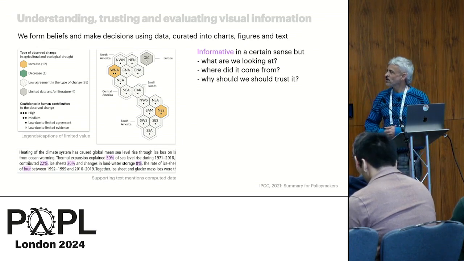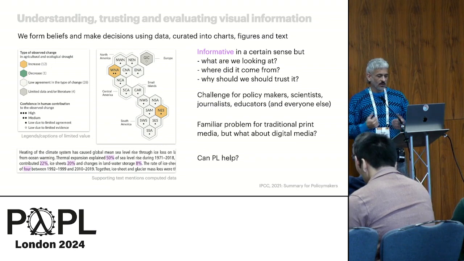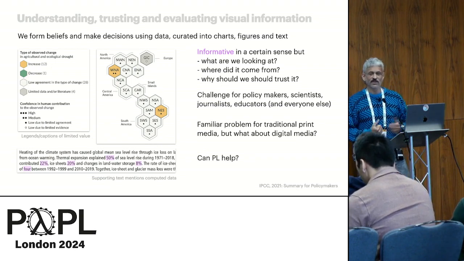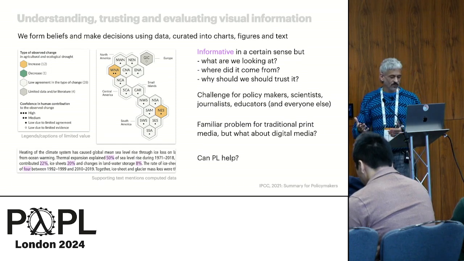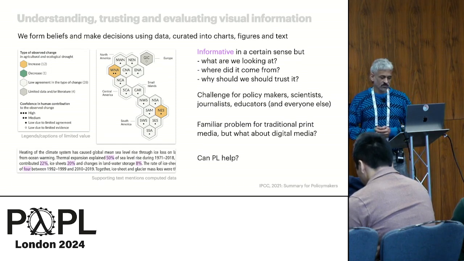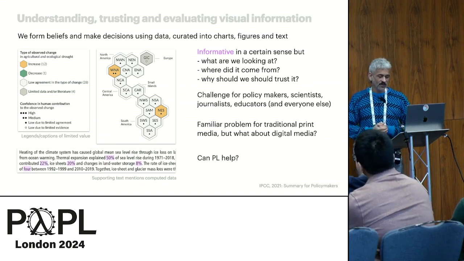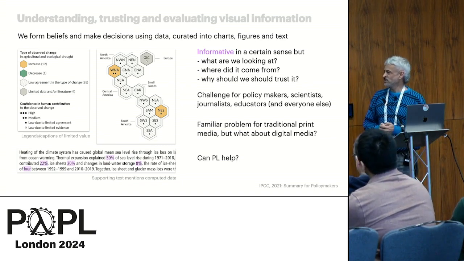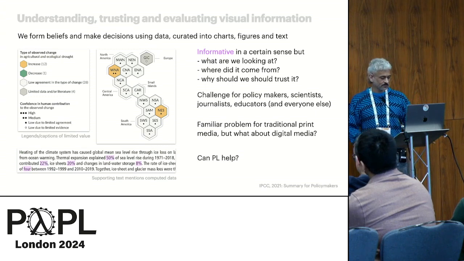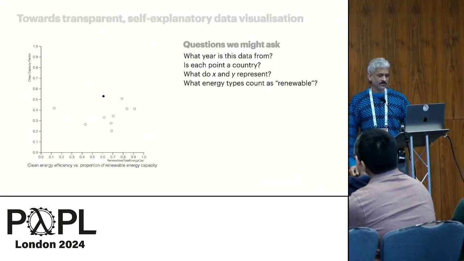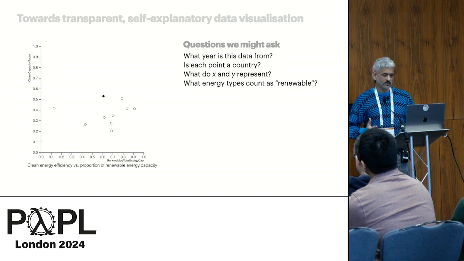Whether we're a scientist reviewing the work of others, a journalist writing about science, a teacher explaining something to a student, or just a regular person trying to make sense of what we see on the news, we end up having to take things on trust. Arguably, this is a reasonable problem for traditional print media. But with digital media, there should be some prospects for doing things better. So how can the PL help with this? What might we be able to do?